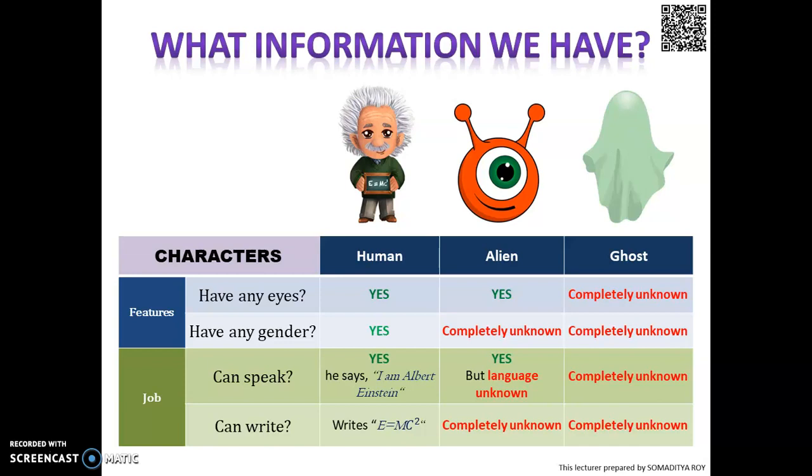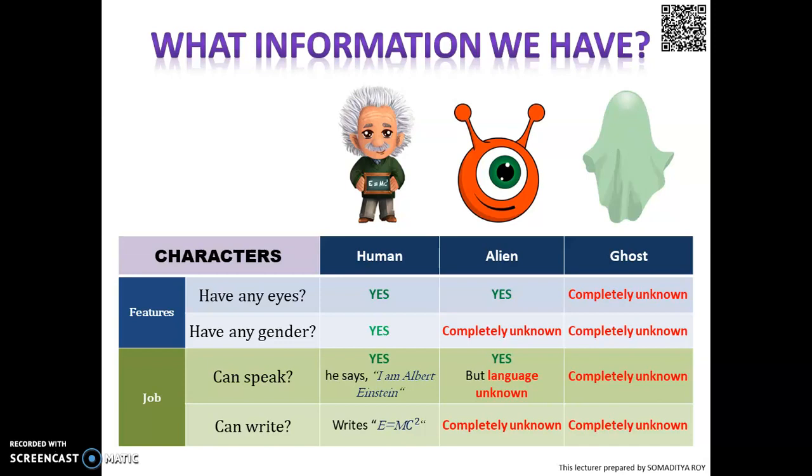Now let us talk about some jobs. Speak. Can our human speak? Yes, our human can speak and he will say, I am Albert Einstein. What about our alien? Well, we can see the face in our alien, so we can say our alien can speak too. But in what language? Well, that is completely unknown. What about our ghost? Well, we don't know.